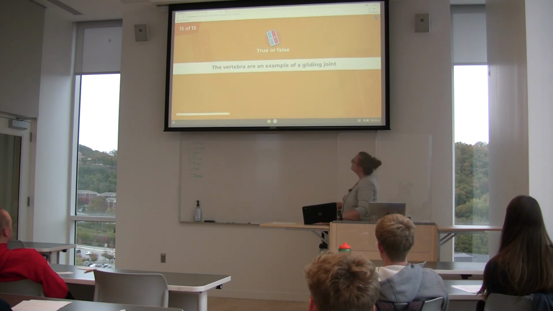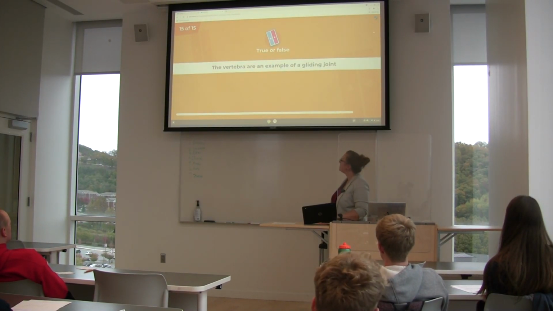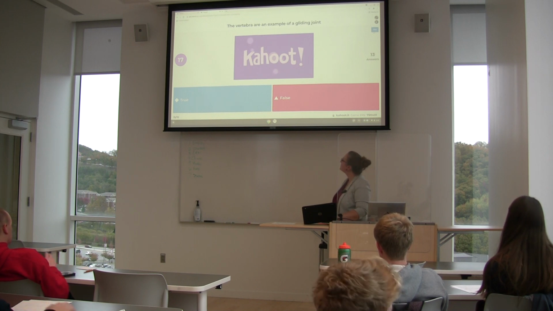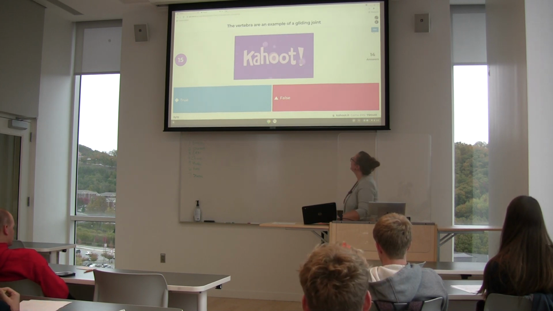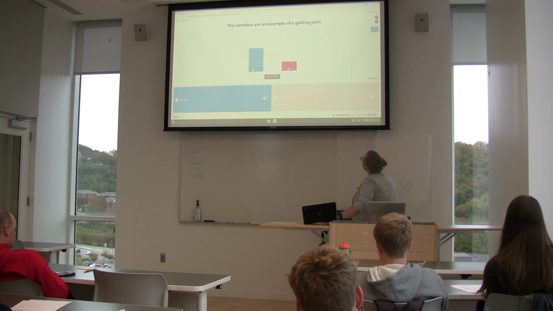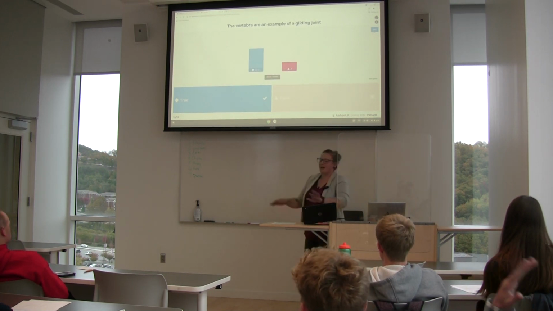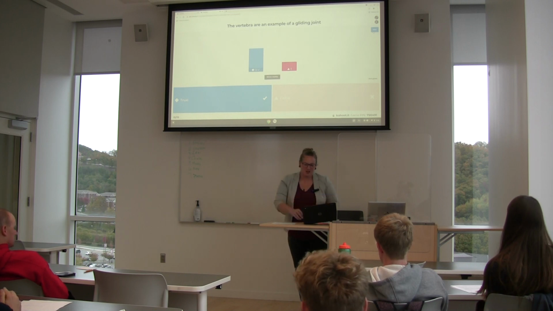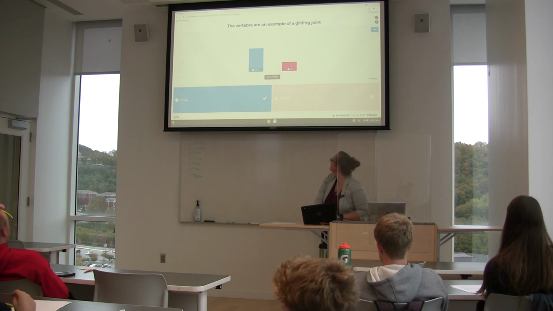And the last one. All right, so they're a type of gliding joint because they slide across the top of each other. You guys did really good.